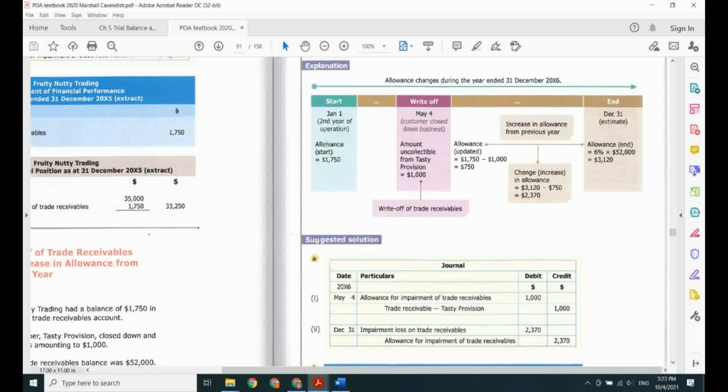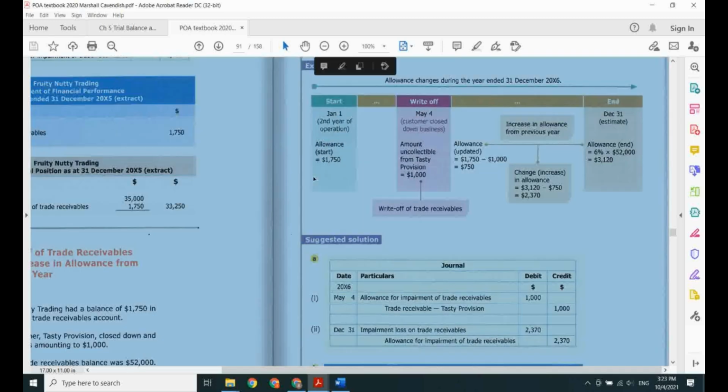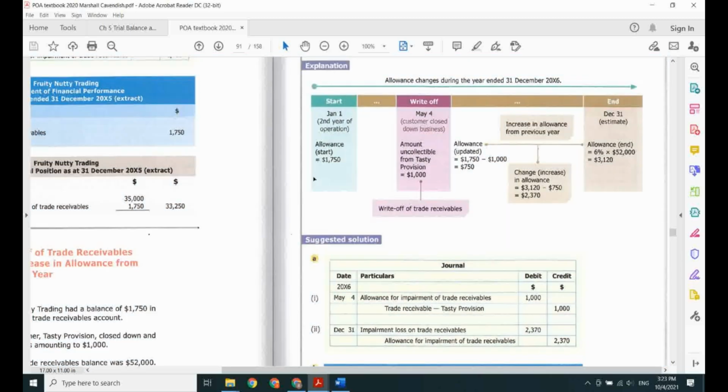The accountant will estimate the allowance for impairment of trade receivables balance that the business books should have. In this case, we know that it's 1.7k. Over here, we know that it's 3.1k. That's why at every financial year end, the accountant will need to create this adjustment entry to make sure that the allowance matches the desired ending balance that the business books should have.